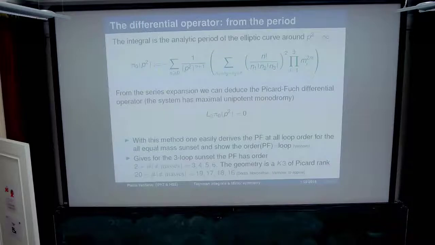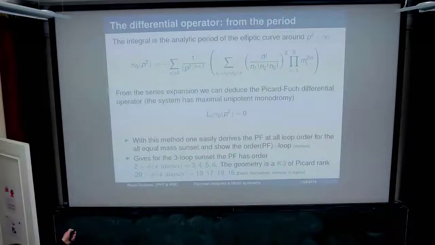So for the sunset integrals, this maximal cut, pi 0 of pi squared, has a very nice expansion, not near pi squared equals 0. As a physicist, you would like to expand when pi squared equals 0, but it turns out it's better to expand when pi squared equals infinity, because the system of differential equations has maximal unipotent monodromy there, and especially because of the structure of the graph polynomial, if all the masses are 1, this is the Apéry number, and this is the generalized Apéry number.